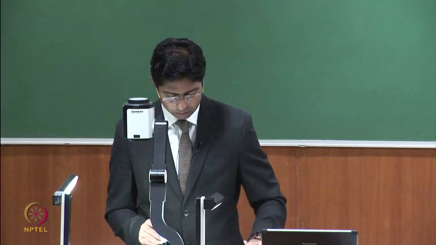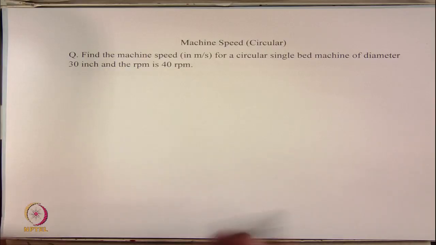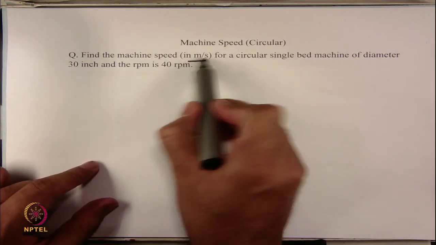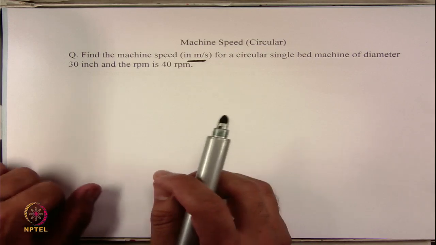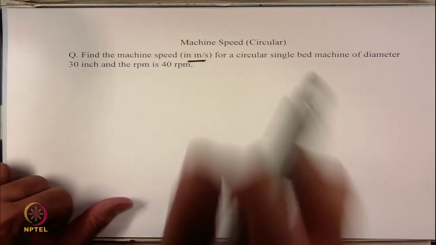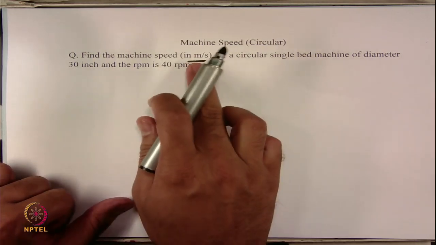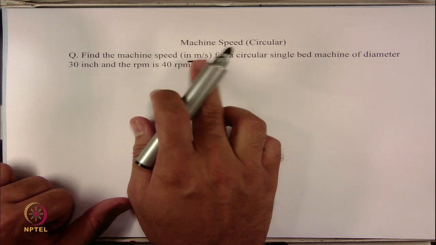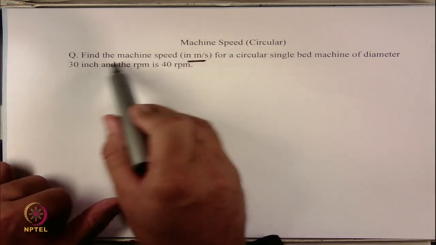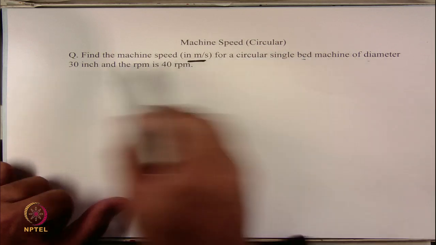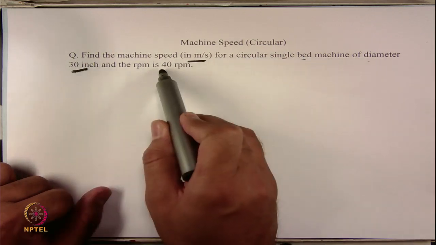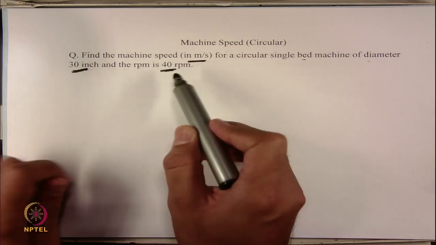So, find the machine speed. For example, if you see here, find the machine speed in meter per second. So, unit is very important. I suggest you always focus on the unit properly, because this is very important. Find the machine speed for a circular single bed machine of diameter 30 inch. So, diameter is given and RPM is 40 RPM.